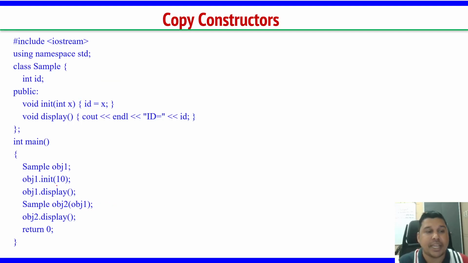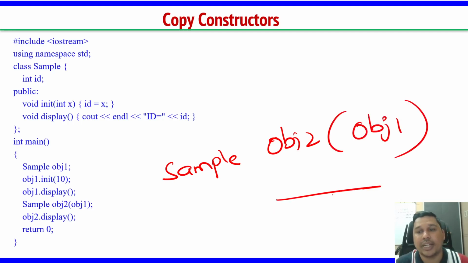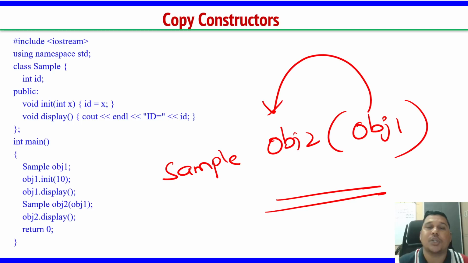So what is happening here? When I say object 1 dot display, it will give me 10. When I give object 2 dot display, now also it will give 10. Why? I wrote sample of object 2 passing the argument as object 1. So it is copying the content of object 1 into object 2 without defining a constructor.